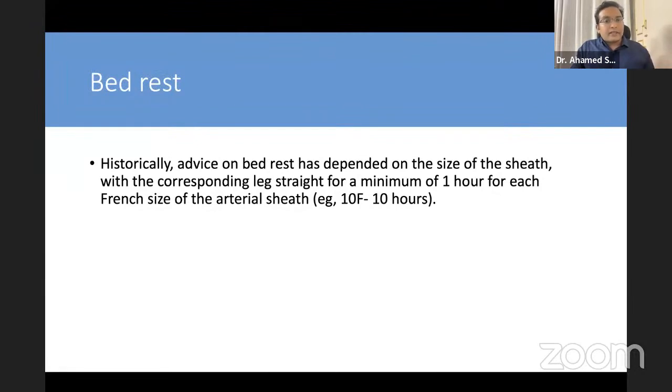And bed rest is advised for at least 6 hours. This also we say based on the French size. Based on the compression, we said 1 French equals 5 minutes. There is 1 hour for each French. So if a large catheter is used, go for 10 hours.